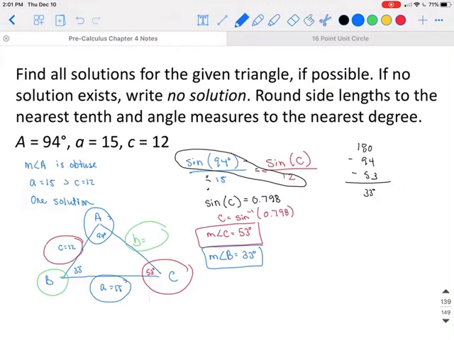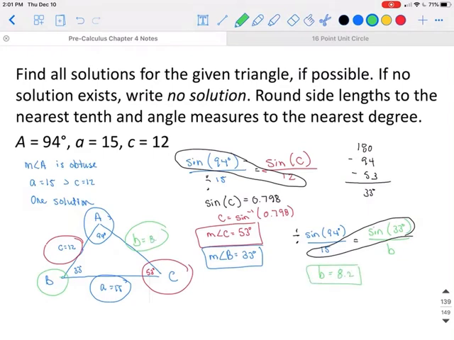Now to finish solving this triangle, we are just going to have to find the measure of side B. So again, we're going to set up another law of sines. So we have the sine of 94 degrees goes with side A, which has a length of 15. And we're going to do the sine of angle B, which is 33 degrees, goes with side B. To solve this, we can just cross multiply and divide. And since we're just solving for a side, the B is already going to be by itself. And we're going to get that side B has a length of 8.2.